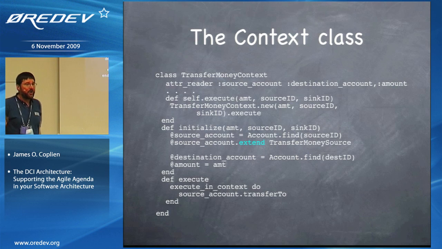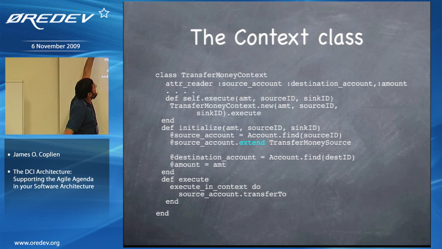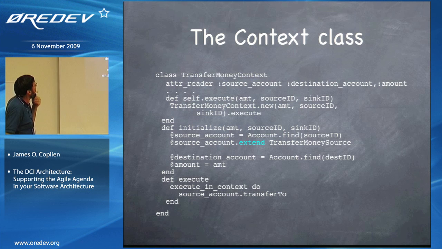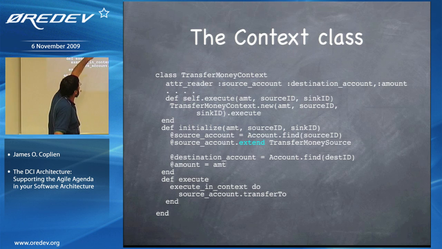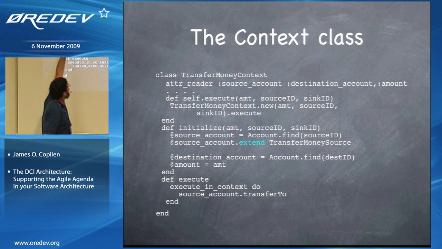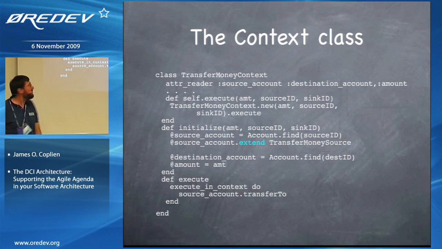In order to make this work, we need the full-fledged context in place. We saw this little snippet of code before that actually does the lookups in the bindings. There's some other code in here. What does it mean to execute this use case? Well, we have a singleton method here, define self.execute on these parameters, instantiating an object of transfer money context and then executing its execute method.